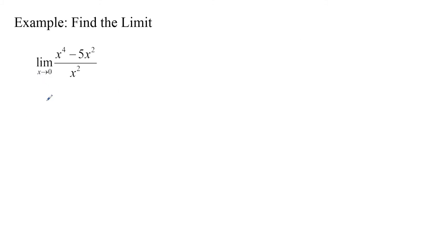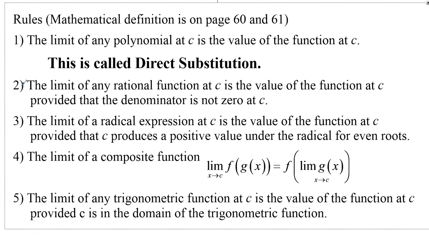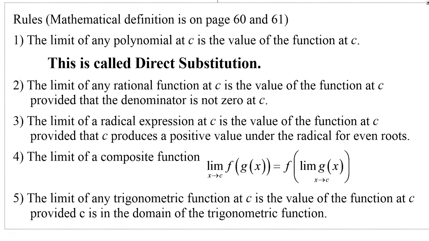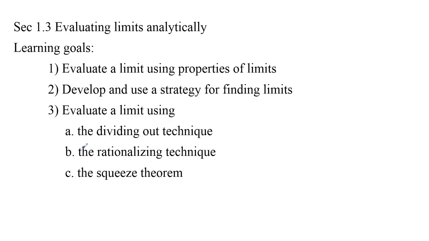Find this particular limit. Now, this is a rational function. And so the rule that I'm looking at here is the limit of any rational function at c is the value of the function at c, provided that the denominator is not 0 at c. Well, clearly, if I let this be equal to 0, I get 0 on top over 0 on the bottom. So that doesn't work because that is an indeterminate form. So one thing that we can use is called the dividing out technique in this particular problem.